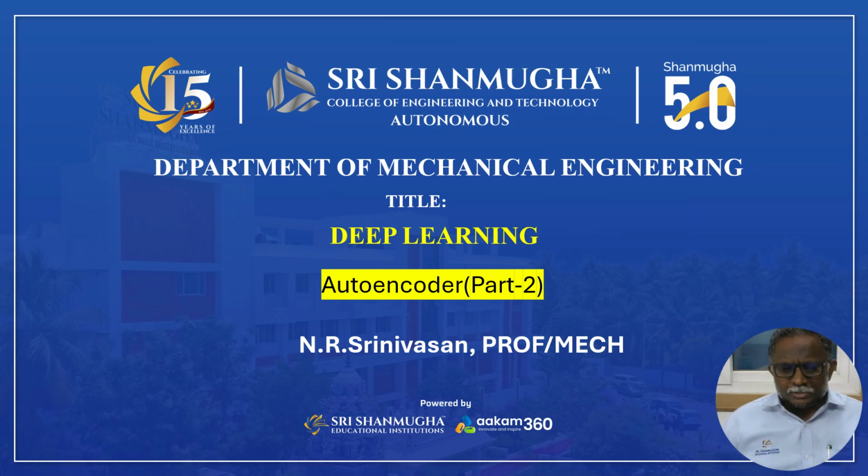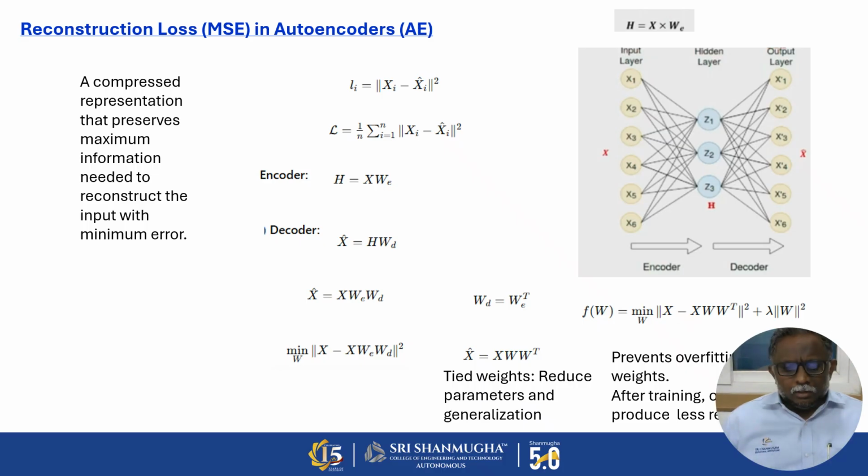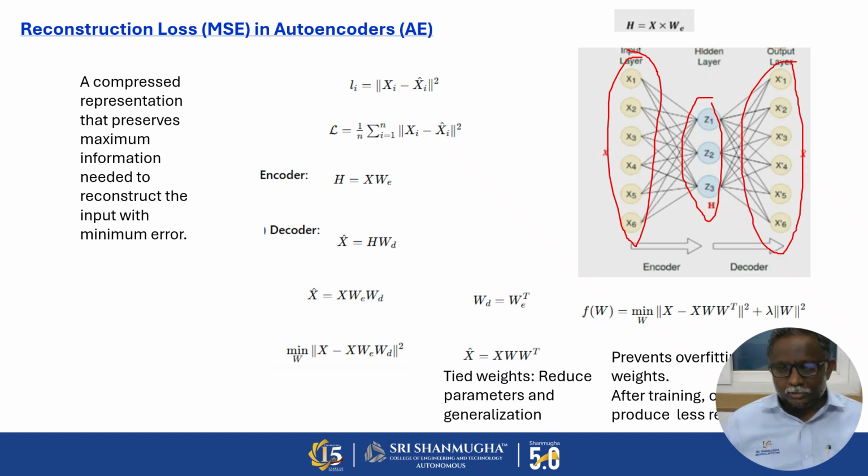In the last lecture we discussed autoencoders and autoencoder architectures, and how they are useful for nonlinear dimensionality reduction. Today we are going to look at reconstruction losses. If you look at this, these are the input layers, and this is the latent representation that we have already seen. This is the reconstructed output from the latent representations.